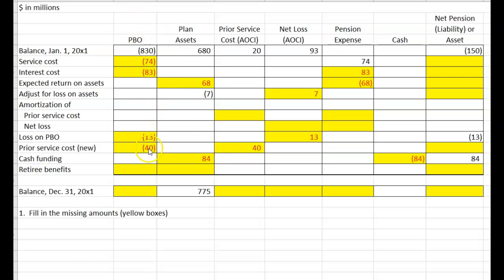It will also decrease the pension projected benefit obligation. Go ahead and do the calculation and then write your debits and credits in these two columns. Start the video again to check your work.